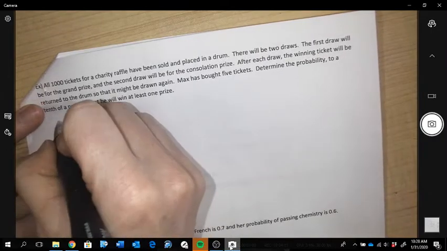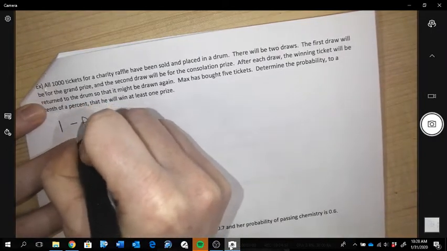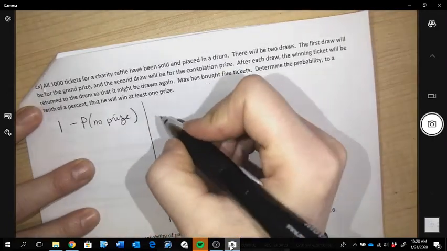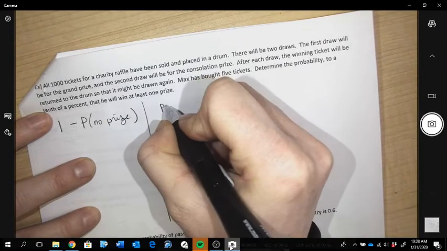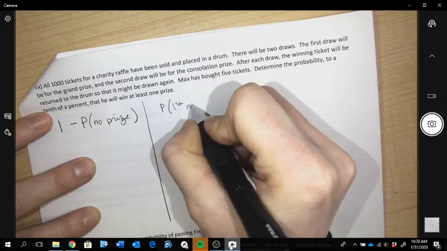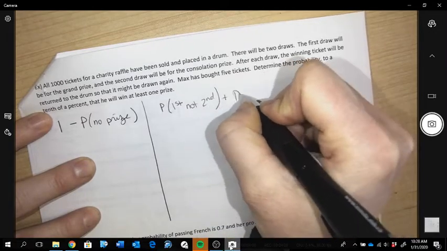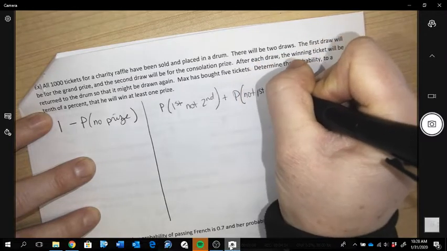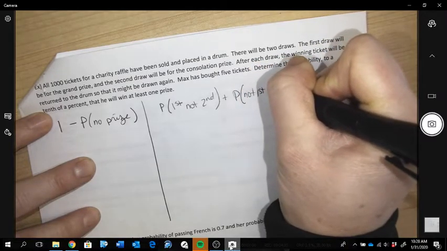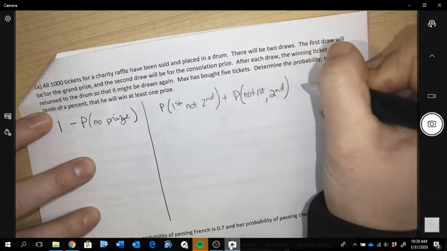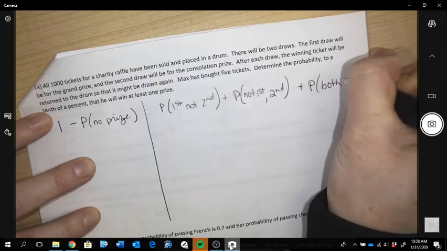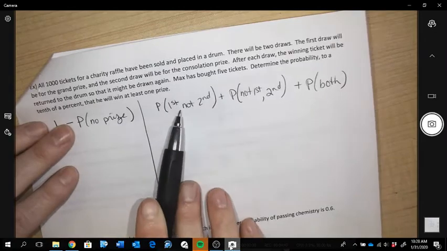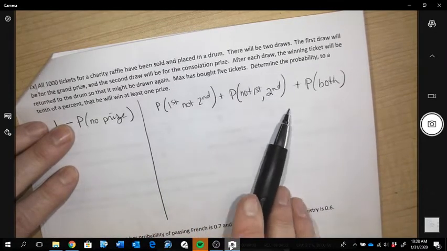So again, there are 2 methods. You could do the complement, so 1 minus the probability of no prize. That would obviously be the quickest. Or you could go probability of first but not second, plus the probability of not first but they get the second, and the probability that they get both. So those are the 4: either no prizes, you win the first but not the second, not the first and you get the second, or you win both.